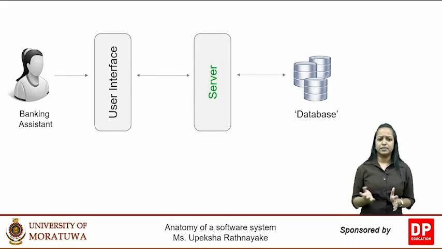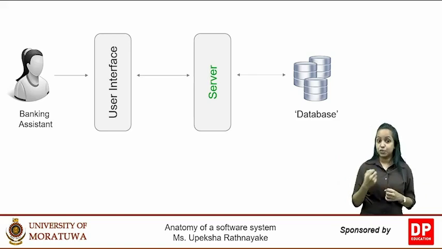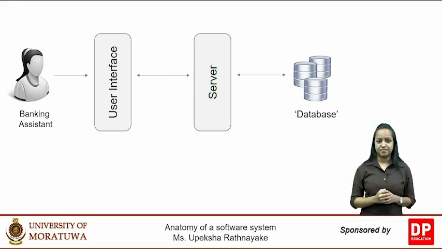Apart from the nightly jobs like interest calculation and sending SMS, the server also acts as an intermediator between the user interface and the database. That means the server sits between the user interface and the database because the user interface usually cannot directly connect to the database. So, the server receives the request from the user interface, then communicates to the database, processes the data and sends the data back to the user interface.